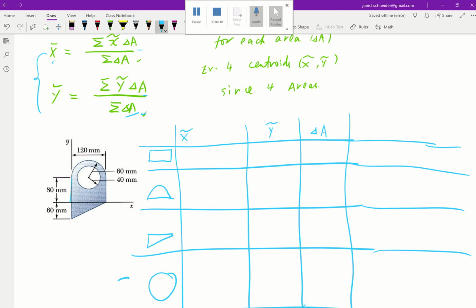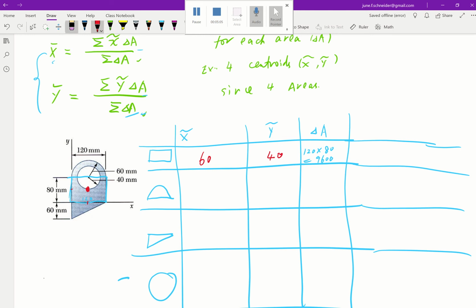So let's go ahead and try that. For this rectangle right here, the dimension is 120 and 80. So the area would be 120 times 80, which is 9600 millimeter square. And how about x tilde? If I use a red dot, x tilde is going to be the centroid of this rectangle only. By symmetry, it's right in the center. So you read the coordinate for that red dot: 60 right here, half of 120, and y tilde will be half of 80, so it's 40. So we figured out the rectangle.